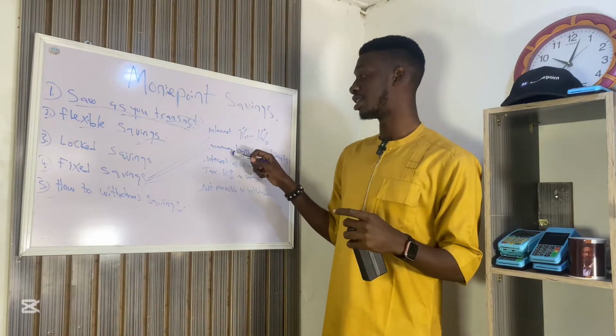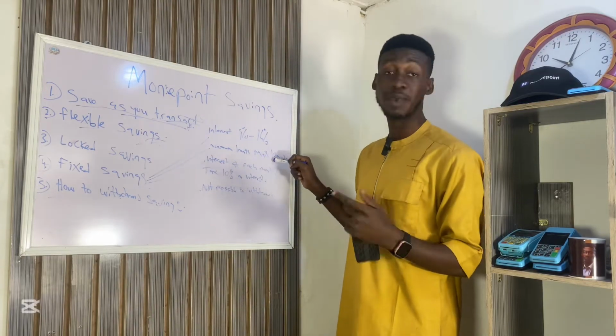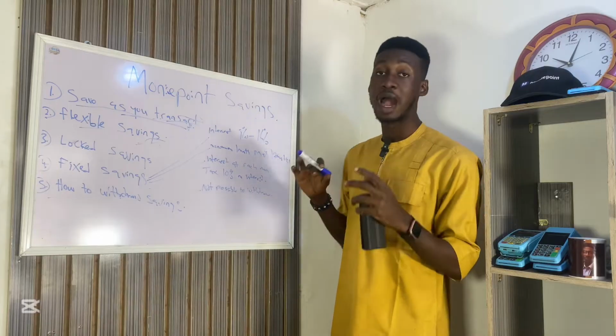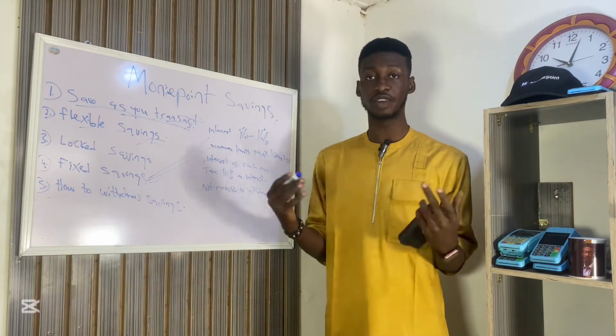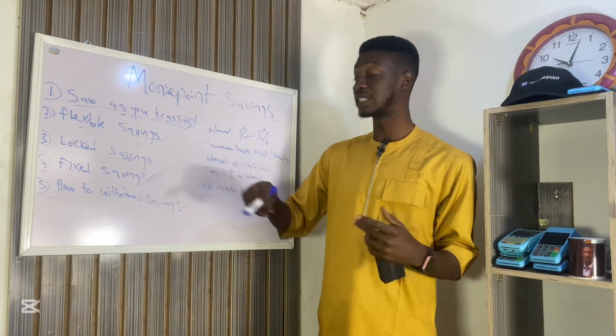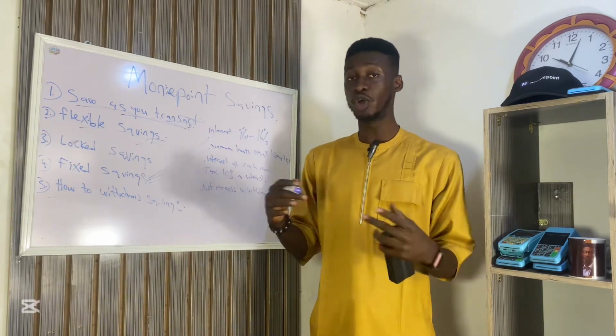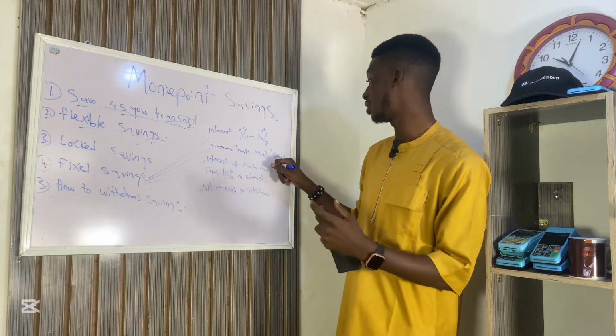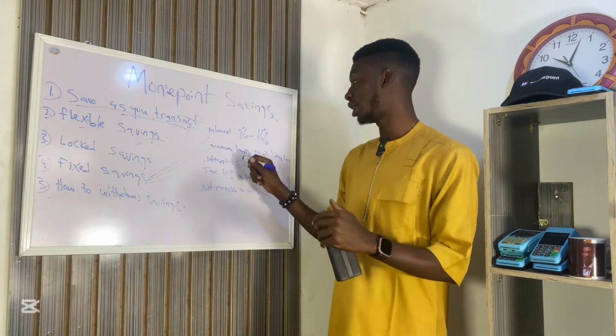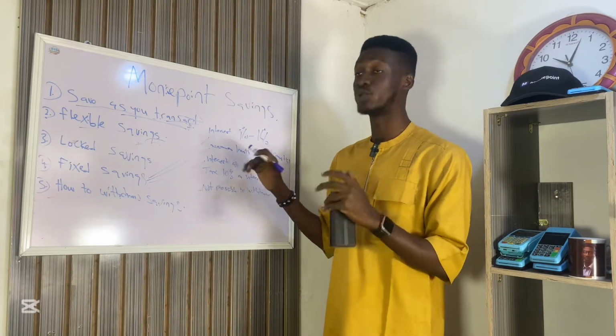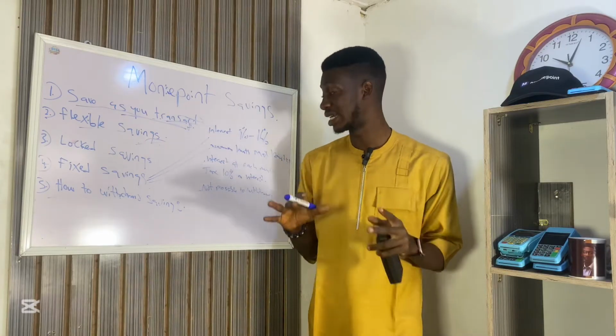Now for fixed saving, unlike lock saving, there's a maximum duration. You can't go above 12 months. You cannot exceed 12 months of savings plan. But for lock savings, there's no duration limit, right? You can do it for 10 years, you can do it for 6 months, you can do it for 20 years. But for fixed savings, you can only go 12 months. It also has a minimum duration, which is 1 month. That means it cannot be less than 1 month.